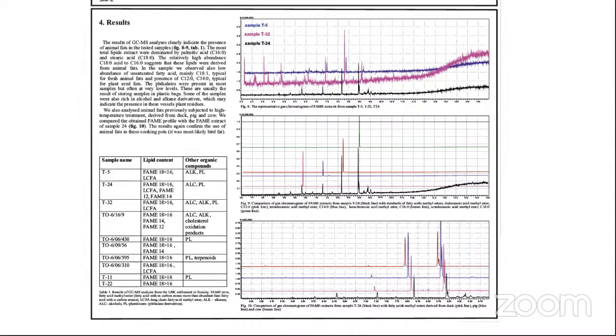We compared the obtained FAME profile with the FAME extract of sample number 24. The results again confirmed the use of animal fats in these cooking pots. It was most likely beef fat. So, in conclusion, GCMS was a useful method for analysis of absorbed lipid residues on archaeological ceramics. These fatty acids can be easily identified by their conversion to methyl esters.